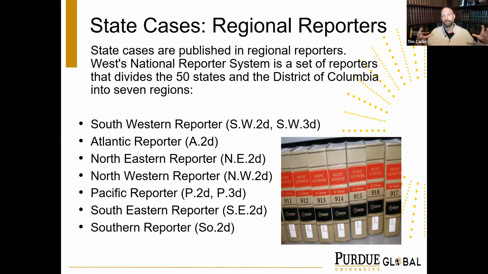All right, so again, we talked about the federal. We have different regions in which they'll be published. Now we can focus on the states as well. States are reported within the regional reporters. The West National Reporter System has a set of reporters for each of the 50 states plus DC, and they're broken out into 7 specific regions. You can see a list there, each one having their own unique acronym, like SW2D. And if you're looking for all this and you're not seeing it in your case, that's where the Blue Book will help you identify those as well.